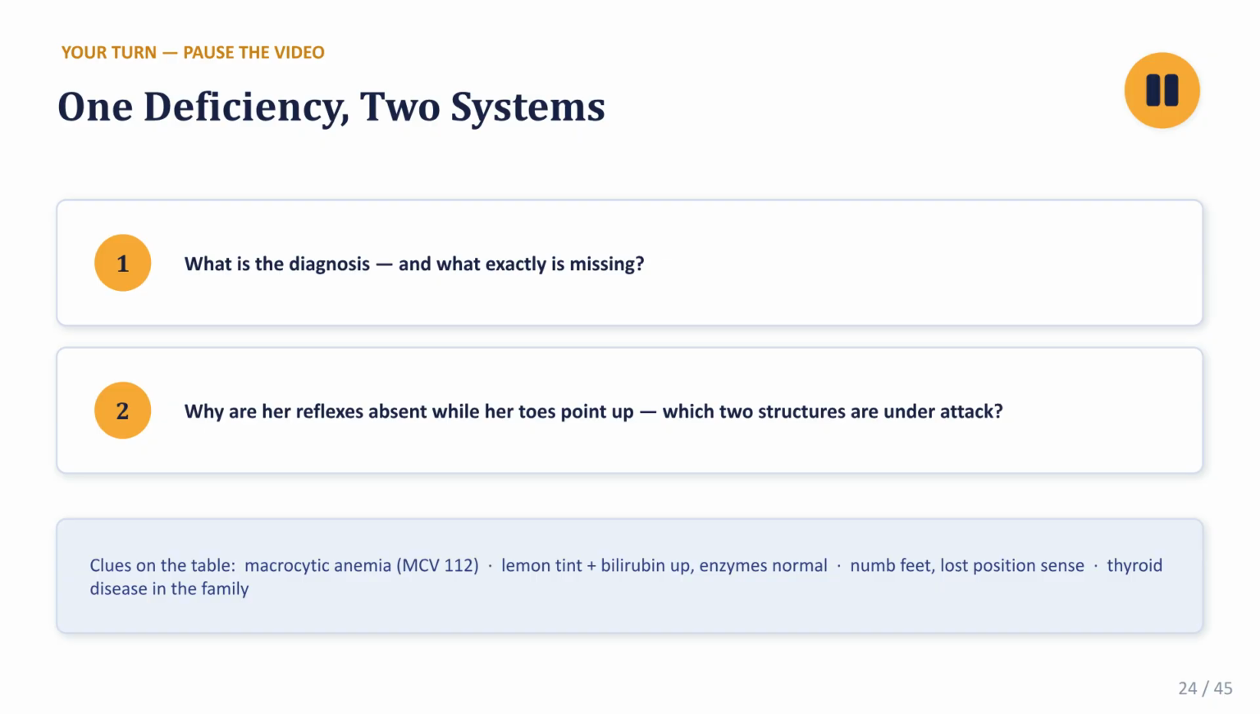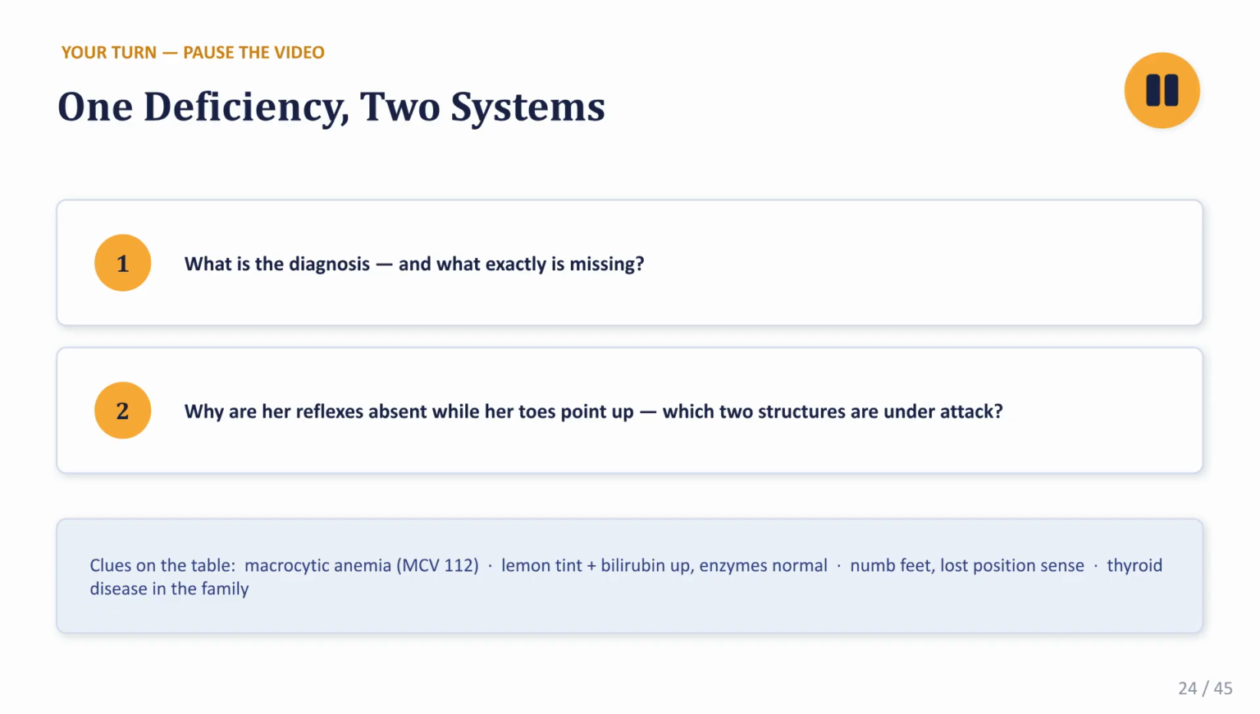Pause the video and answer these questions. What is the diagnosis and what is missing from her body? Second, why does she have this specific pattern of neurological findings? Consider the 2 structures involved in this paradox. Her anemia is macrocytic, and the history includes family thyroid disease.